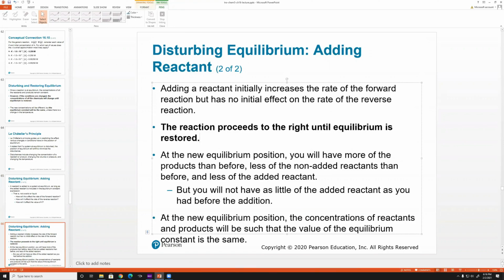And keep in mind, there is a new equilibrium position, but the concentrations of reactants and products will be different because there's more stuff. But the value of the equilibrium constant will stay the same. In all of these changes, it does not change the equilibrium constant. Keep that in mind. It doesn't change the equilibrium constant. It just changes the concentrations of the reactants or the products at equilibrium.